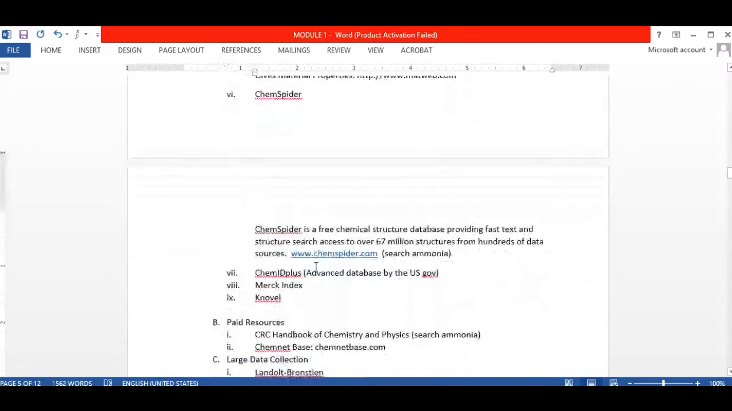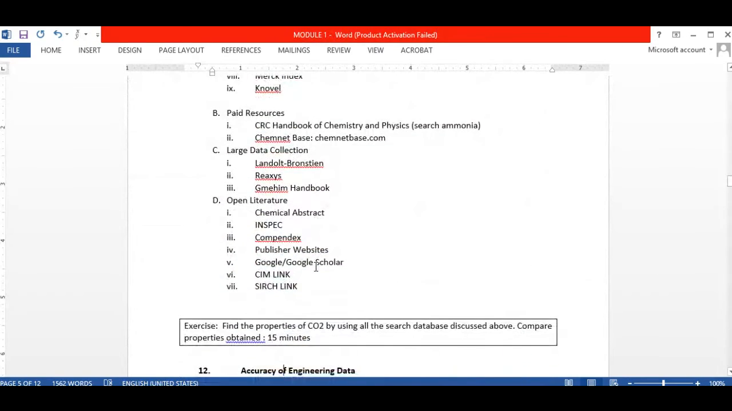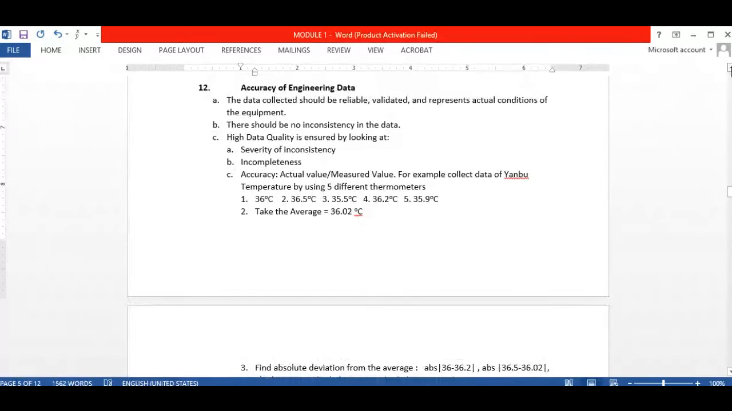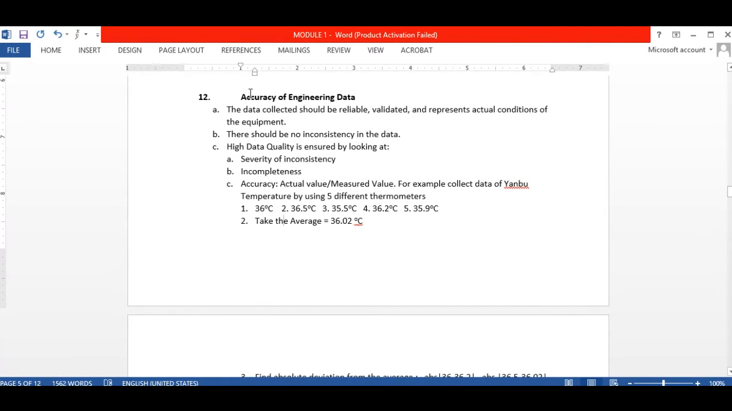Then another question comes to mind about the accuracy. As I told you before, you have to be very accurate in designing, and the design depends on the accuracy of data. If the data is accurate, the design is accurate. If there is a problem with data, the design is wrong. Okay, so the data should be reliable, so that you can rely on the source. The source should be validated against experiments, and it should be according to the condition of the equipment.